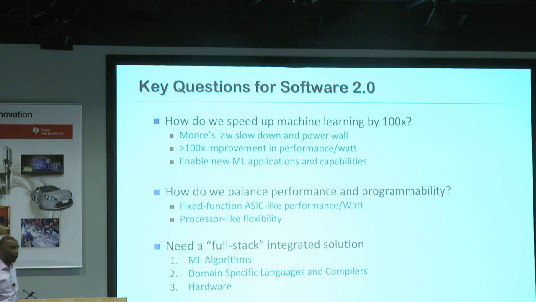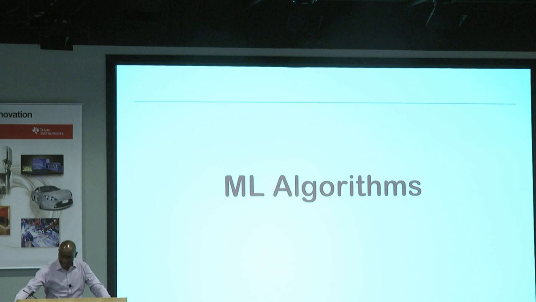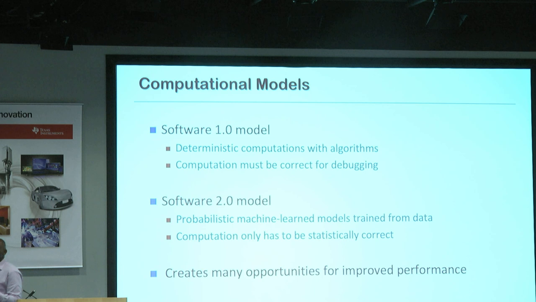All right, ML algorithms, right? So the key thing here is the computational model. The software 1.0 computational model is deterministic computations with algorithms, developed by humans, so you've got to run your computation in a deterministic and correct way so that you get the same answer every time, and so you can actually debug your program.